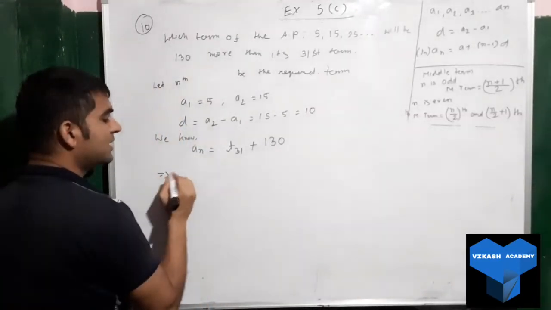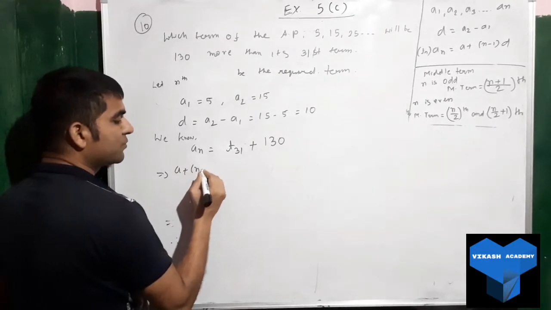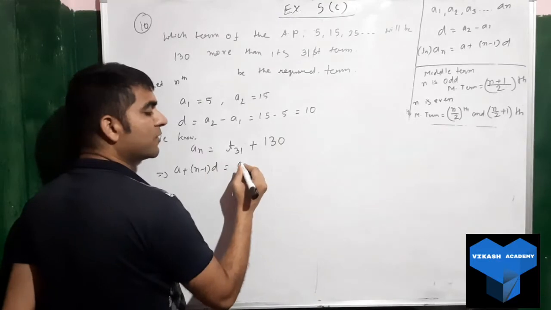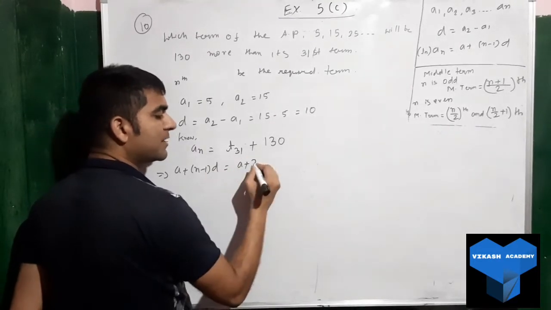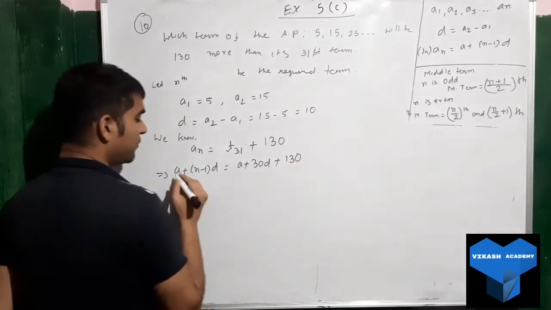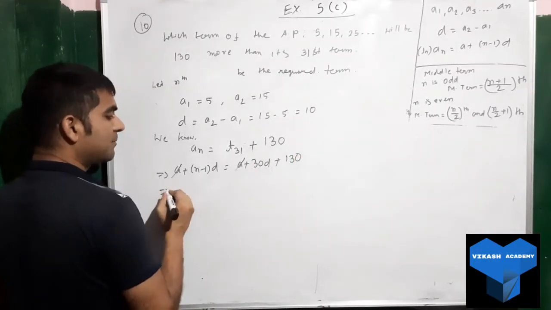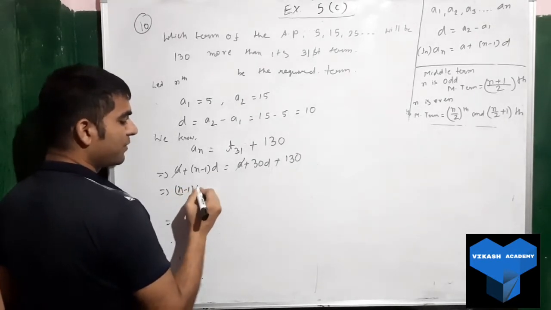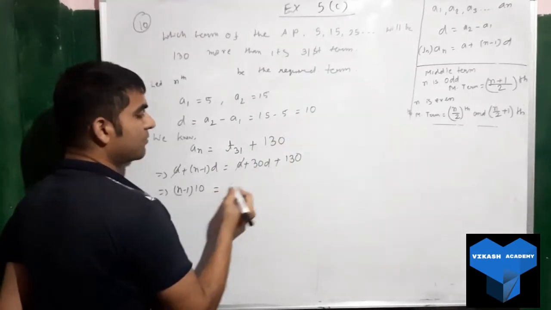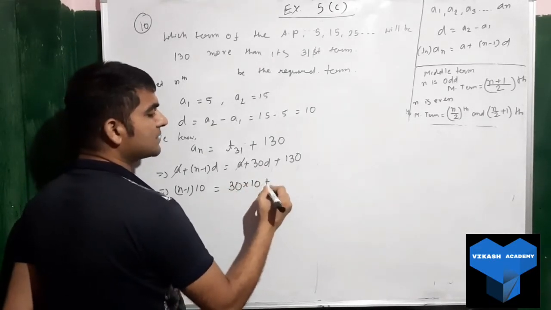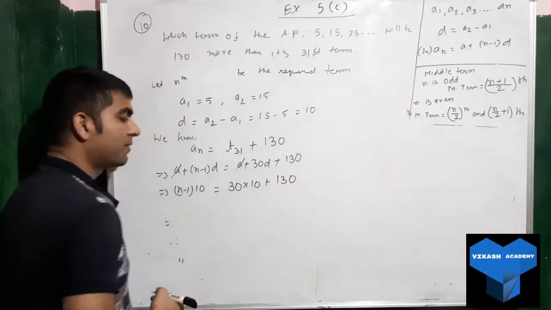AN, you know the formula, it's A plus (N minus 1) D. Then T31 formula will be A plus 30D, plus 130. Now A is present on both sides, we can cancel. Now put the value of D here: (N minus 1) times 10 equals 30 times 10, plus 130. I hope it is clear till here.